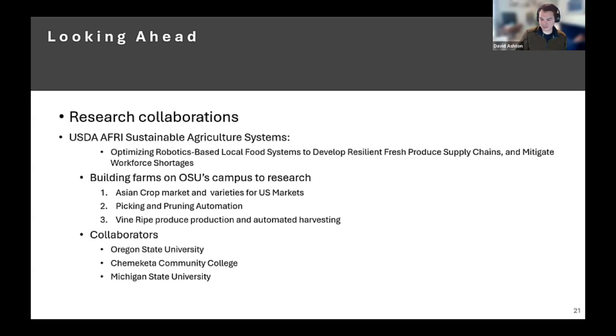With our farm, crops pass robots multiple times a day. So this allows you to have more efficient picking success, even if each attempt isn't as successful, if that makes sense, because you'll have multiple opportunities to grab that crop throughout the day. The collaborators on this grant are Oregon State, Chemeketa Community College, and also Michigan State University.